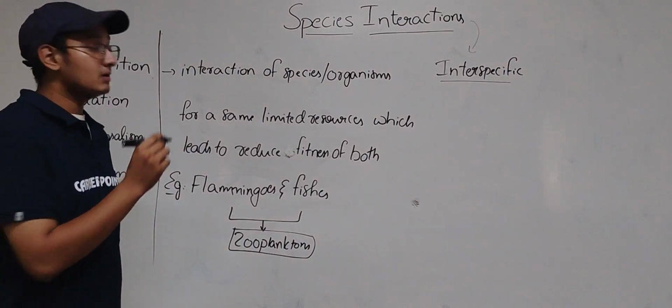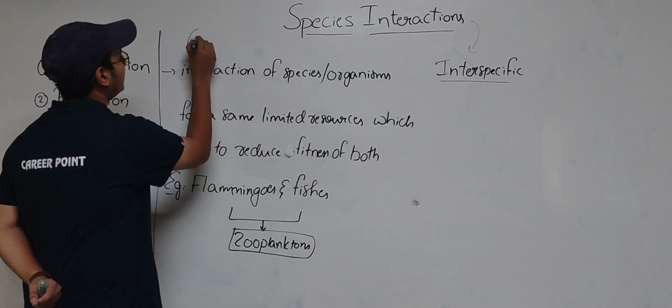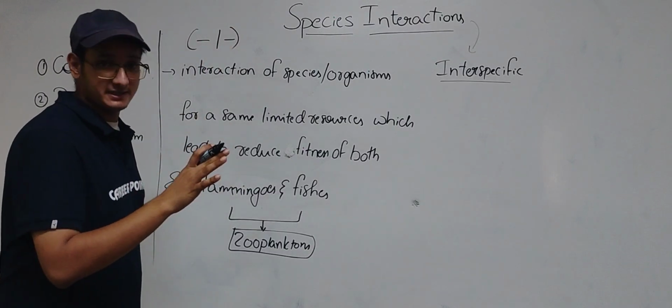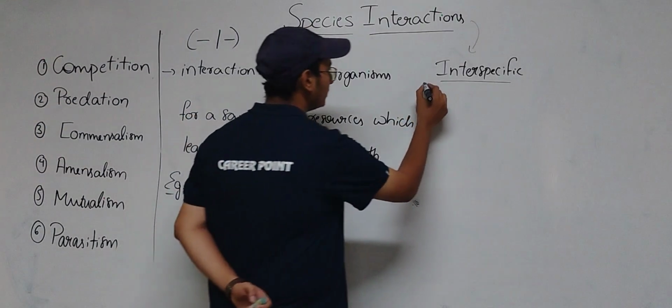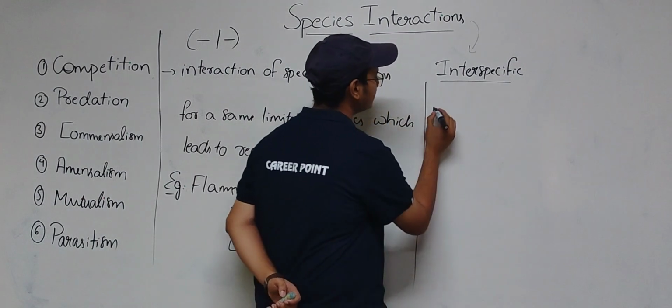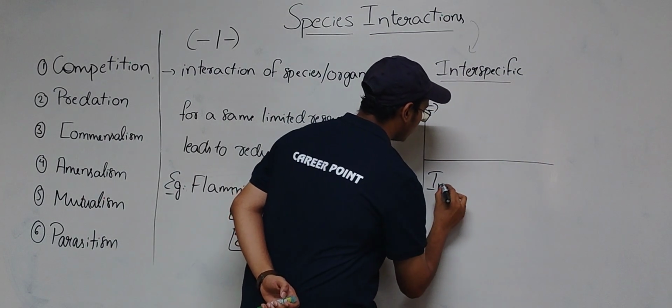So what happened? Both their fitness got affected. So it is negative and negative. Both are getting affected. This is known as competition. Competition is of two types: interspecific competition and intraspecific competition.